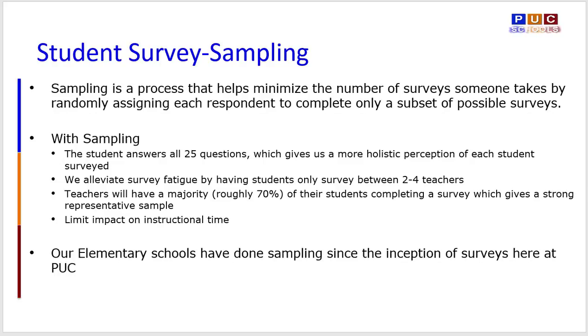We also wanted to make sure that the majority of the students are actually getting surveyed. On average, roughly 70% of the students that a teacher interacts with will actually complete a survey for that teacher, which is a pretty strong representative sample. With sampling, we also limit the impact on instructional time. And sampling has actually been done at our elementary school since the inception of surveys here at Puck.